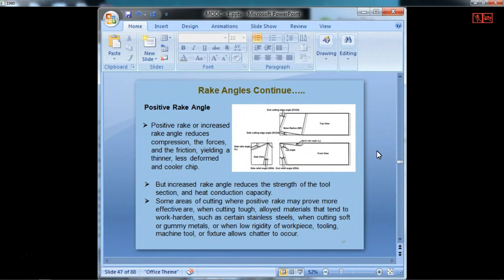So basically the chip carries a lot of heat along with it, and then heat is removed. The tool also, the shank part of it, takes away the heat, and the workpiece. So the heat is being removed by the chip, the tool, and also the workpiece. Otherwise, the temperatures will be highly uncontrollable, and the properties of the workpiece material and also the tool change, which is not desirable.